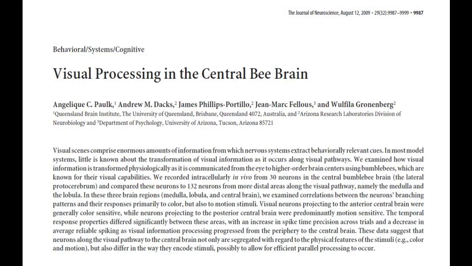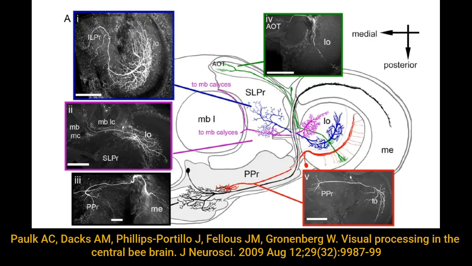Research on bee visual processing has shown that different physical elements of visual information, such as color, motion, and stimulus timing, are physically separated in the bee's brain.